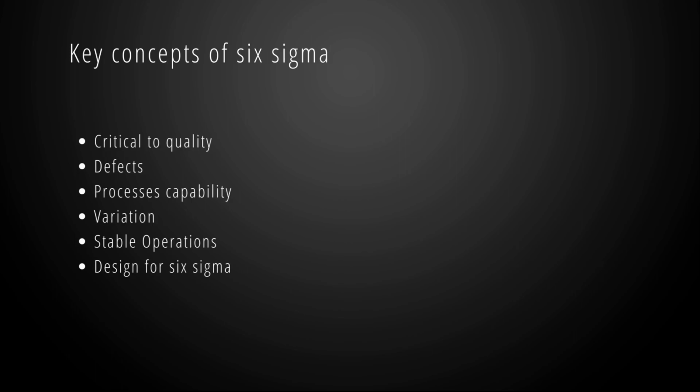Variations, we are talking about the deviation from what a customer expects. And then when you talk about stable operations, this involves ensuring that consistency and predictability are integrated into operations so that at the end of the day, customers can feel safe and valued and know what to expect. And when we talk about design for Six Sigma, this is the discipline of designing products, services, or processes to match process capability and the needs of customers.